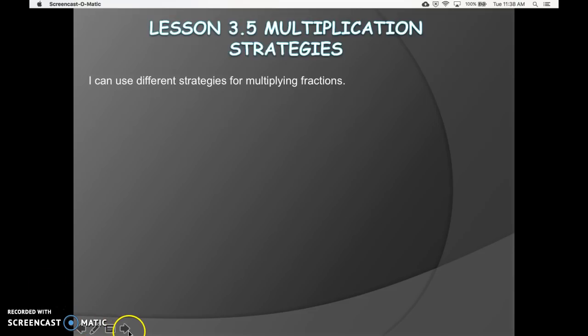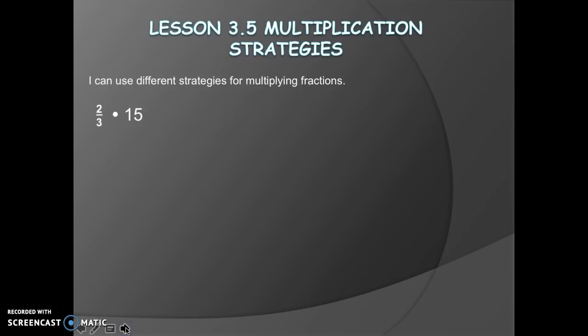So let's look at our first problem. You've seen things like this before. We have a fraction times a whole number, 2/3 of 15, or 2/3 times 15. We learned earlier that we can take 15 and think, well, what is 1/3 of 15? If I take 15 and divide it into thirds, each third is worth 5. So 2 5s is 10. Okay, so that's one way we can do it.